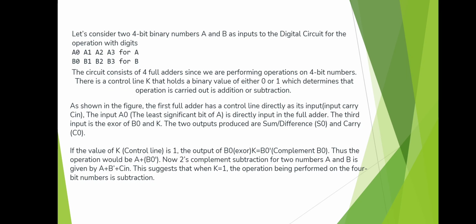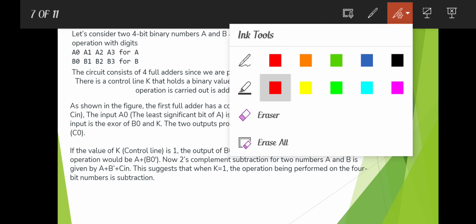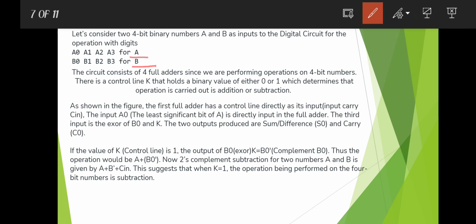Let's consider two binary numbers A and B as input to the digital circuit for the operation with 4 digits. The circuit consists of 4 full adders. Since we are performing the operation on 4-bit numbers, there is a control line K that holds a binary value of either 0 or 1, which determines whether the operation carried out is addition or subtraction.